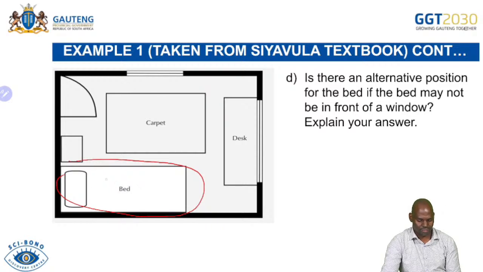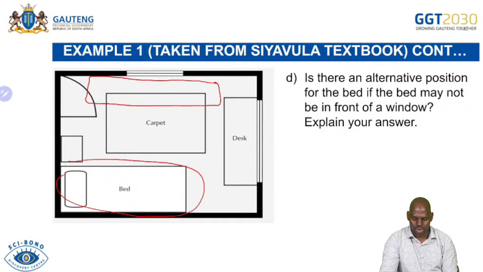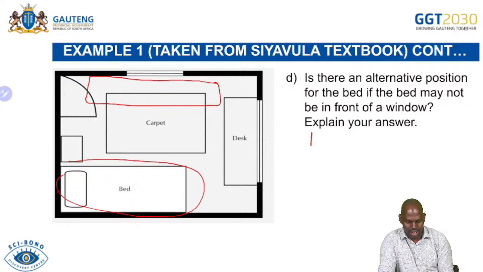Okay, let's see. If you take the bed and put it there, it might not fit, because there you've got a door. So it means if you put it there, what's going to happen is you might not be able to open the door. So is there an alternative position for the bed if the bed may not be in front of the window? The answer is no.